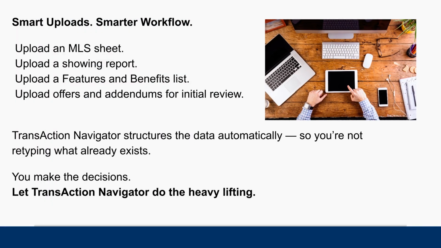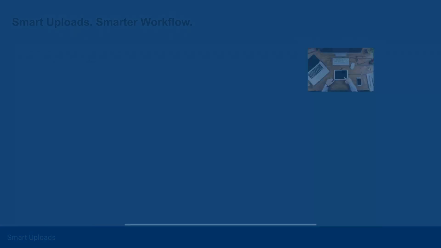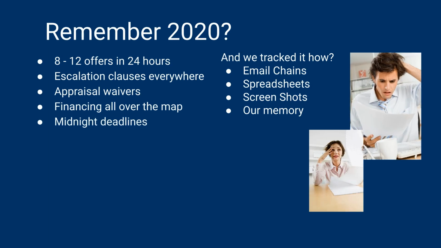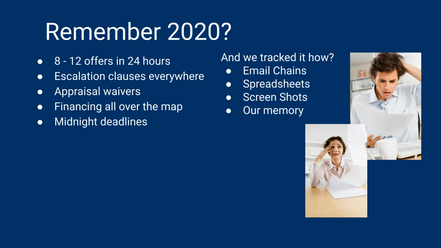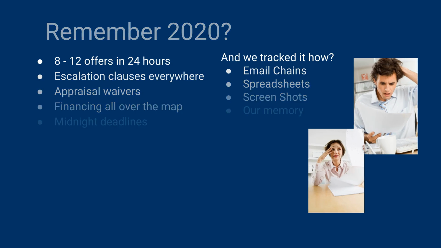Smart Uploads provides smarter workflow. Upload an MLS sheet, showing report, or offer, and TransAction Navigator structures the data automatically. You make the decisions, the system does the heavy lifting. Remember 2020? This was a moment in real estate where volume exposed weakness. 8, 10, 12 offers on one property in 24 hours, all at different price points, different terms, different escalation clauses, and most of it living in agents' email threads. The volume didn't create the chaos, it was the lack of structure.